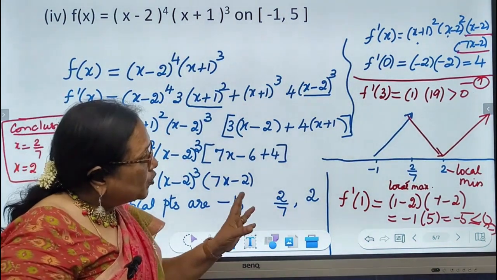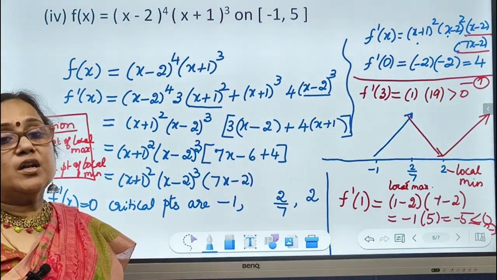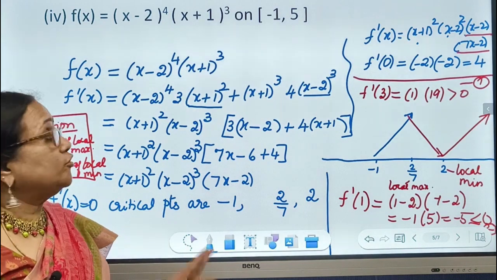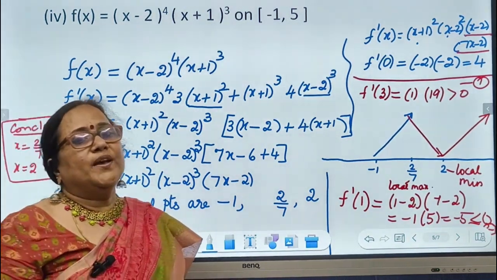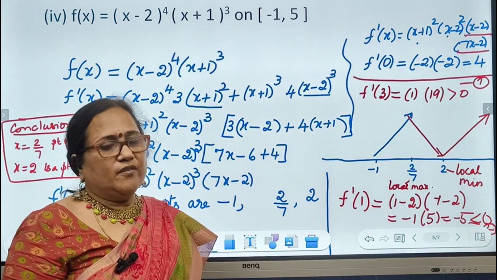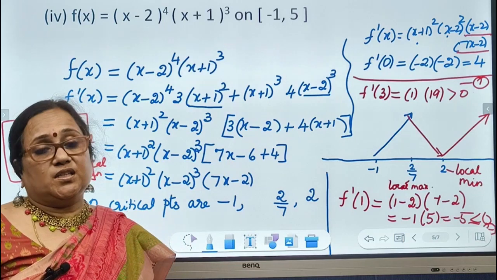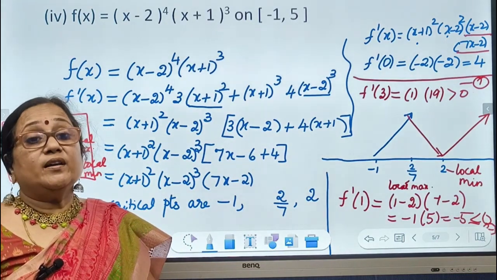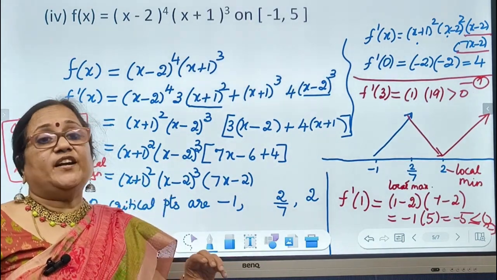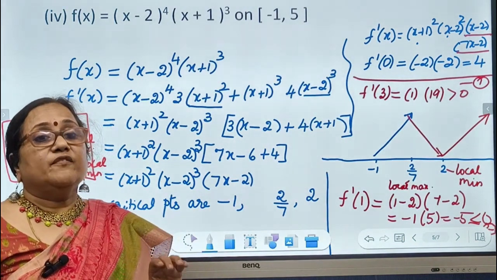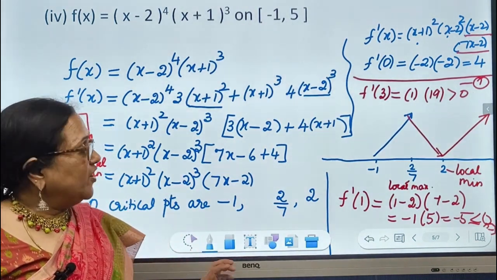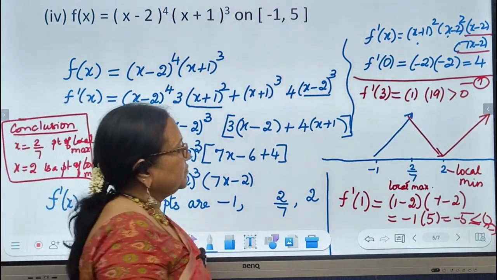The procedure that we are using is called the first derivative test, because we are using the first derivative to make our conclusions. We are looking at the sign of f'(x) and concluding whether it is increasing or decreasing. That is why, since we are using the first derivative to make our conclusions, we are going to call this the first derivative test.